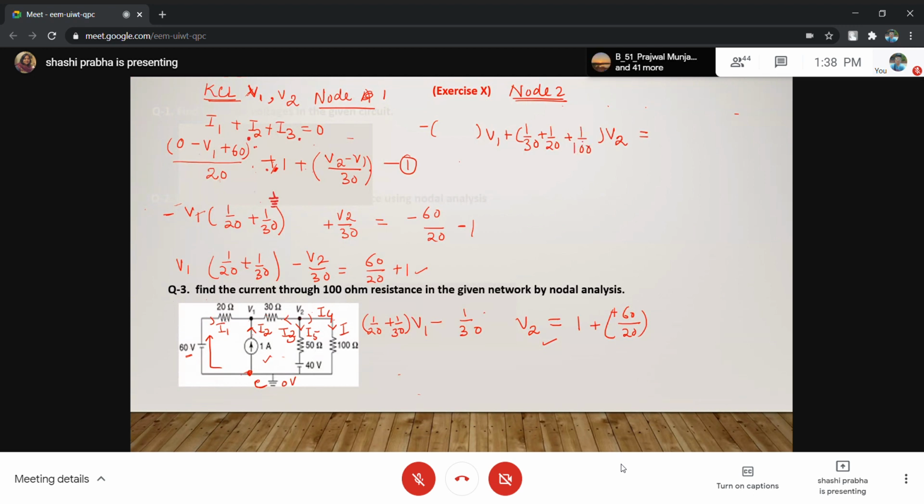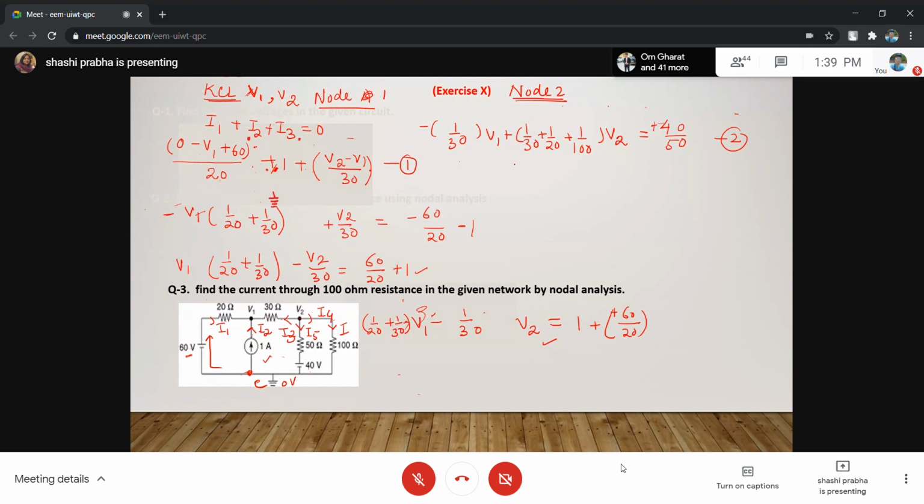What is common between 2 and 1? Same as common between 1 and 2. This is equal to the total current due to known sources. What is the known source at node 2? 40 volt. Known means looking towards, towards it is positive, so this is plus 40 upon 50. This is equation 2.